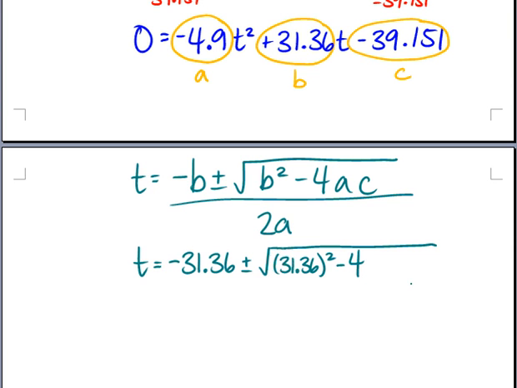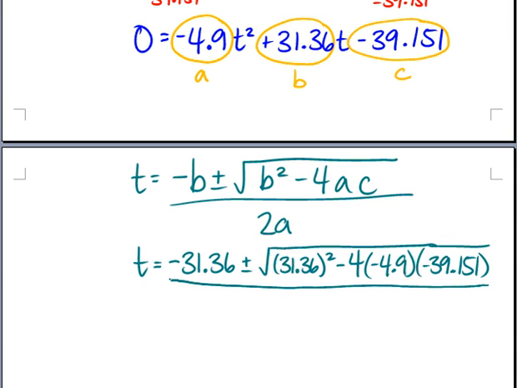So minus 4 times a, which is negative 4.9, times c, which is negative 39.151. That's kind of long. I got to extend that. And it's all divided by, so that fraction bar covers everything, and then it's 2 times a. 2 times negative 4.9.